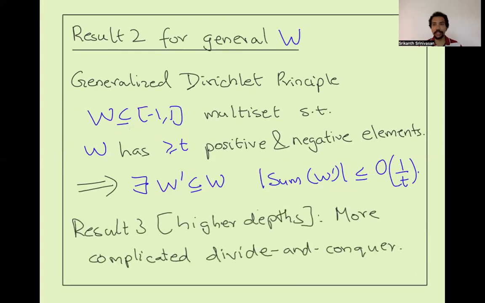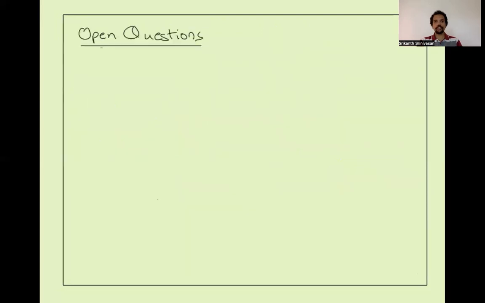And the third result, which is this kind of thing for higher depths greater than 3, is more complicated. There's a divide and conquer procedure. So I'll leave these details to the paper for those who are interested. Okay, so I've come more or less to the end of my talk. So let me just conclude with a couple of open questions.